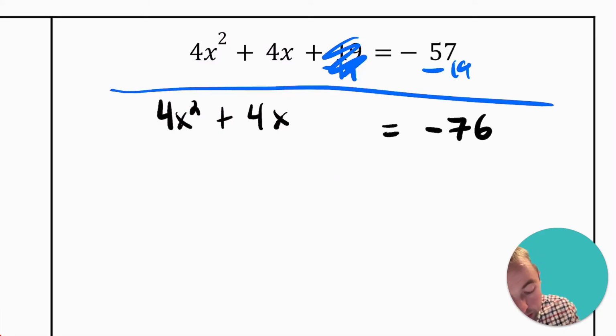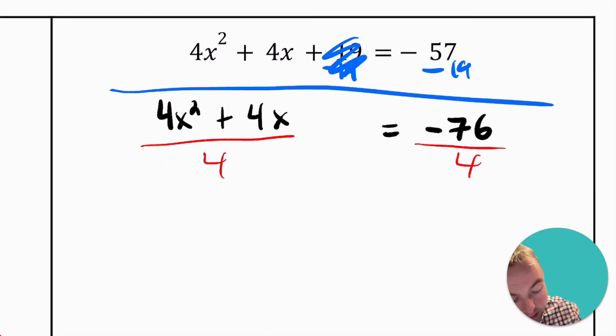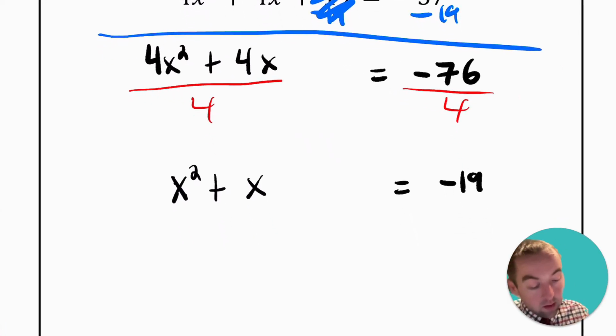So then we want to make sure that we get a 1x squared, so we're going to have to divide that side by 4 and that side by 4. So you're going to get then 1x squared and then also 1x. And then on that side, you're going to end up with negative 19 when you divide negative 76 by 4.